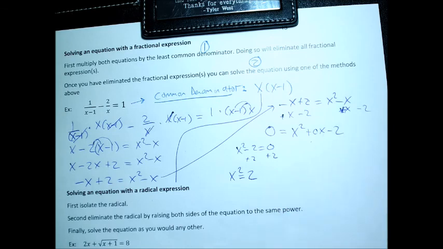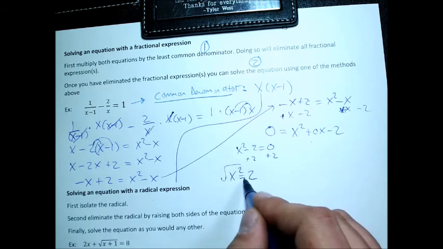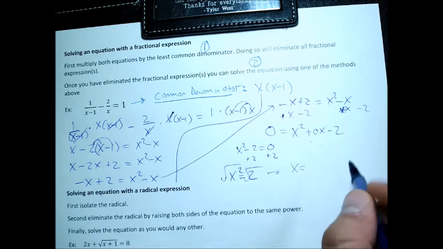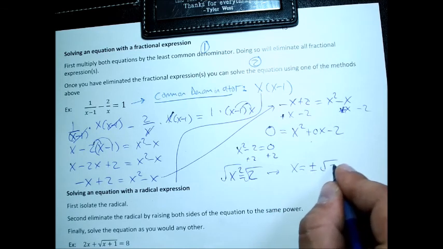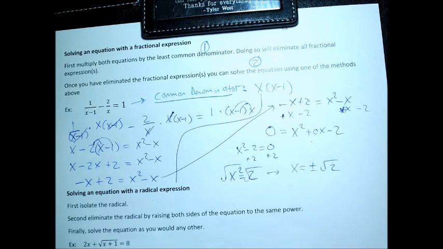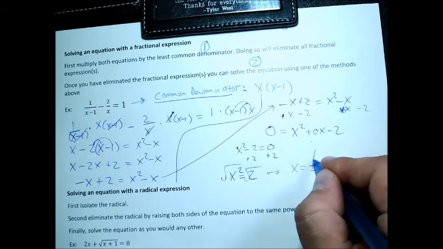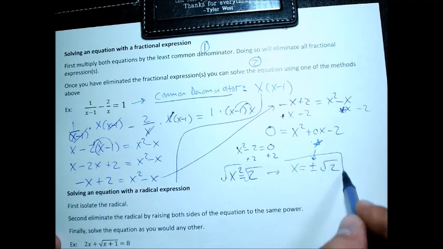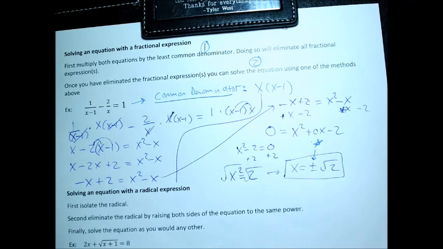We can take a square root. We can just take a square root of both sides, and we'll get x equals plus or minus square root of 2. Don't forget about that plus or minus part. It's really important. We get 2 answers because we took a square root. Questions about that one?